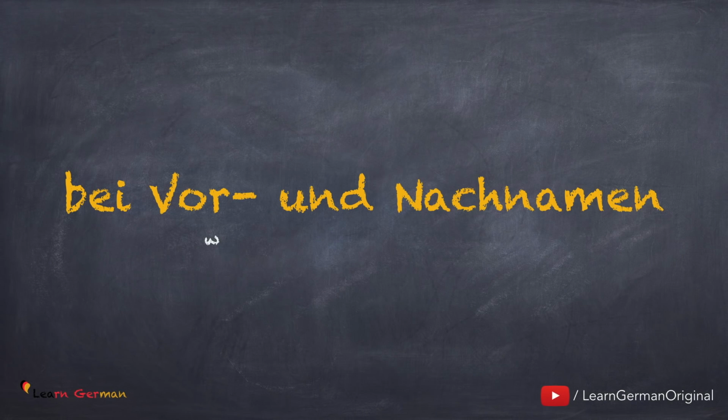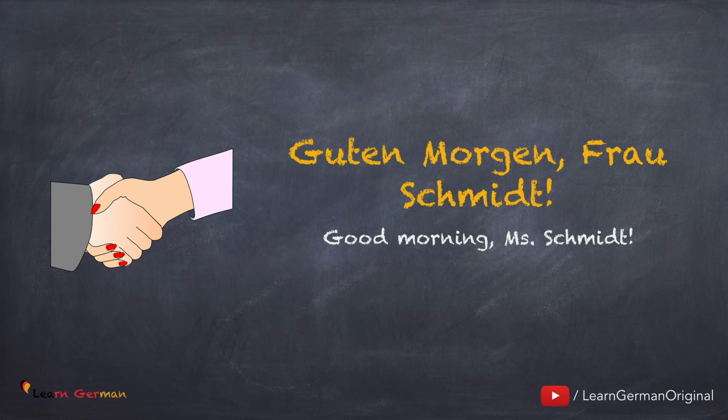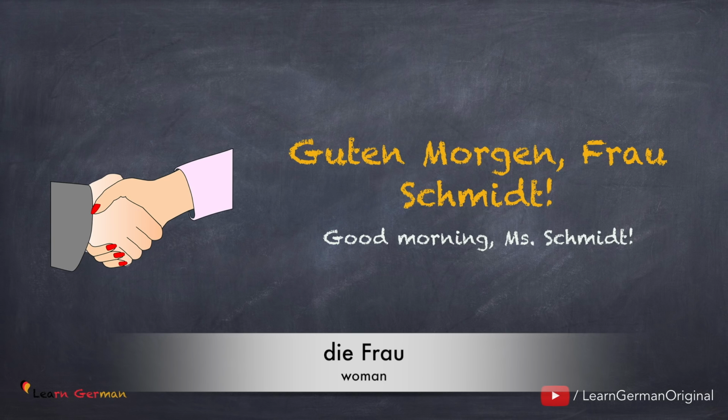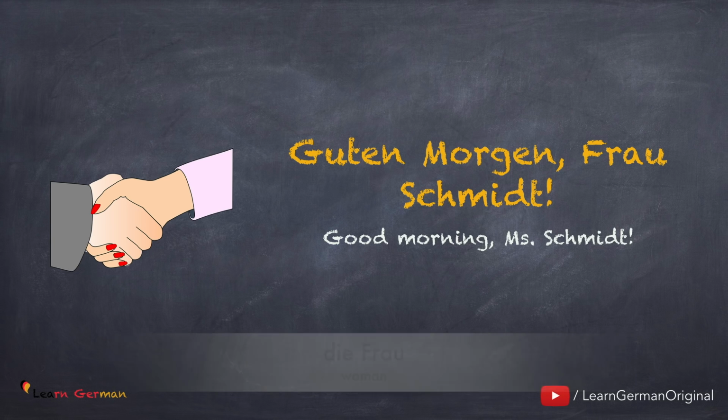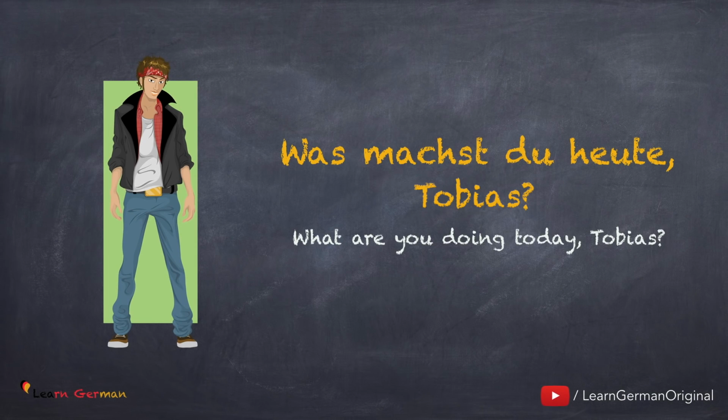Let's look at the second case. Bei Vor- und Nachnamen. For example, Guten Morgen, Frau Schmidt. In this case also, the article die is not required with the name. Let's look at another example. Was magst du heute, Tobias? Here also, since Tobias is a first name, you won't use an article.